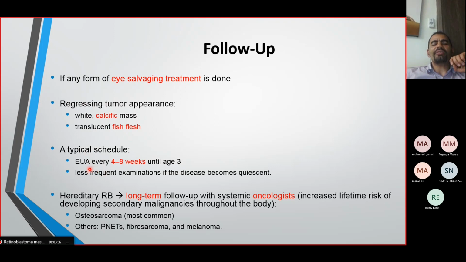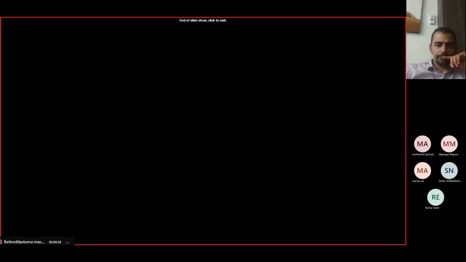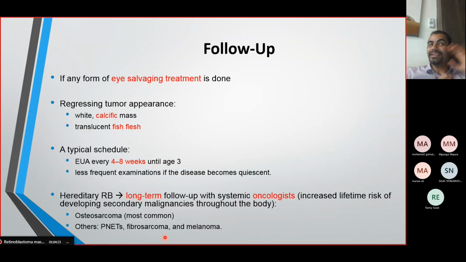So those patients will usually have examination under anesthesia every 1 to 2 months till the age of 3, and then less frequent examination. For hereditary retinoblastoma, we need to involve an oncologist in the follow-up of them, because they are more prone to other tumors like osteosarcoma or the primitive neuroectodermal tumors. So this will conclude our lecture. I hope I made it easier rather than more difficult. If you have any questions, just feel free to ask, whether now or later on. Any questions at the moment?